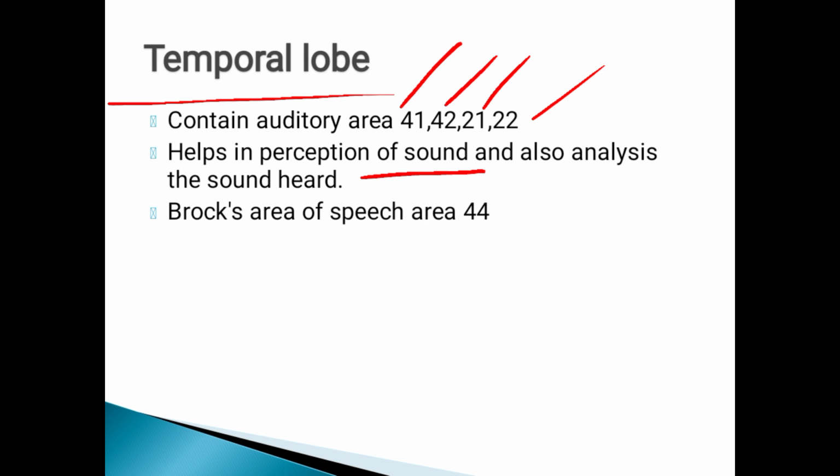Along with this, one of the important areas present is called Broca's area. Broca's area is for speech, that is area number 44. This area number 44 is present in the dominant hemisphere and controls all voluntary speech. When you are speaking, that is controlled by area number 44.